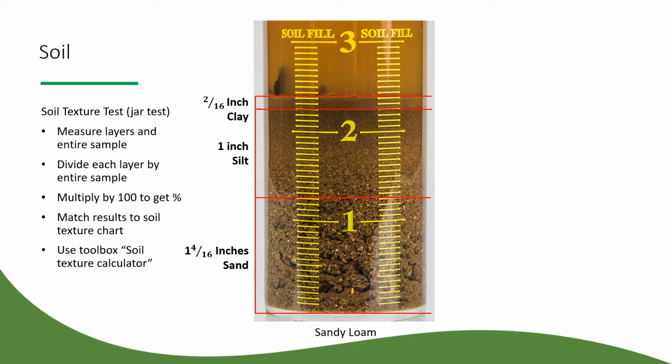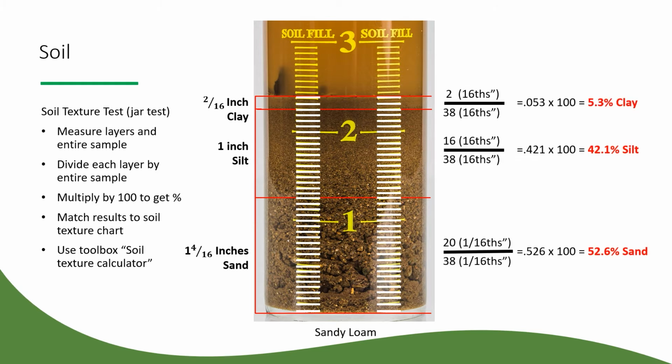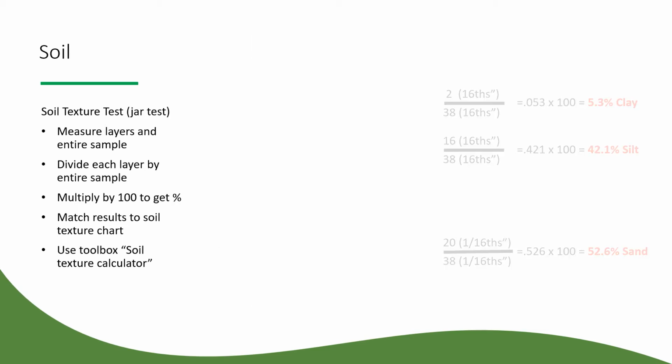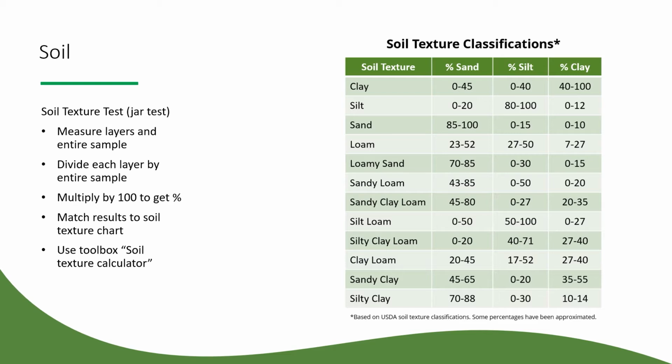Using the ruler on the Garden Tutor soil testing jar, measure the thickness of each layer and the entire sample by counting the increments on the ruler. Divide the thickness of each layer by the thickness of the entire sample. Multiply each result by 100, and you will have the rough percentages of sand, silt, and clay that comprise your soil. Match your results to the chart to find out your soil texture type.